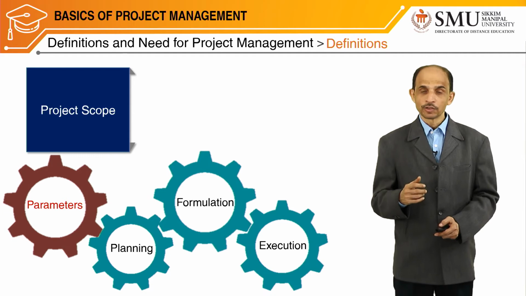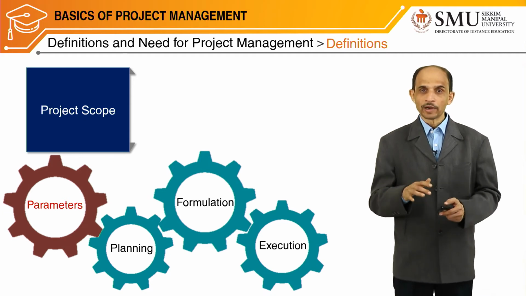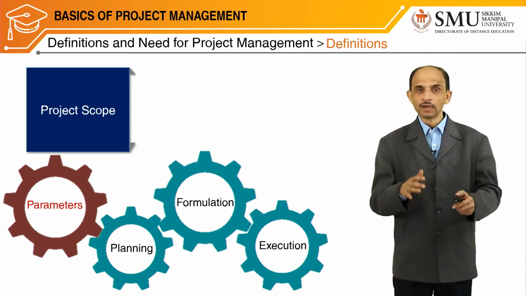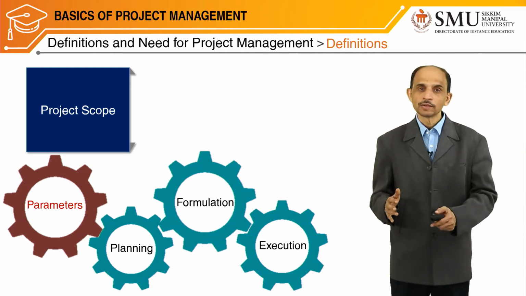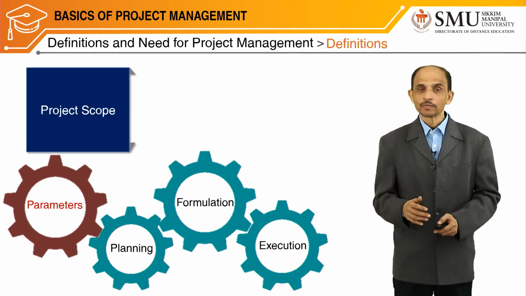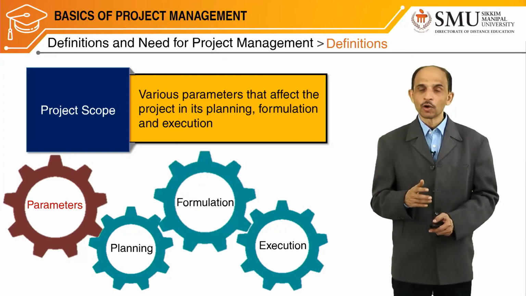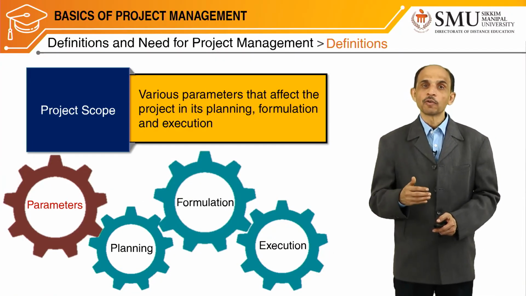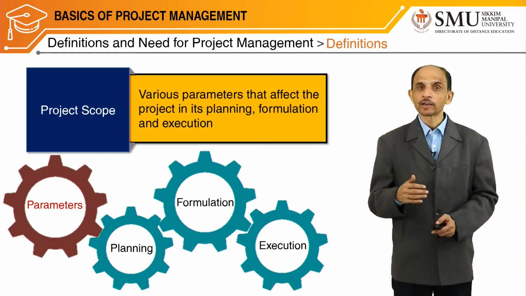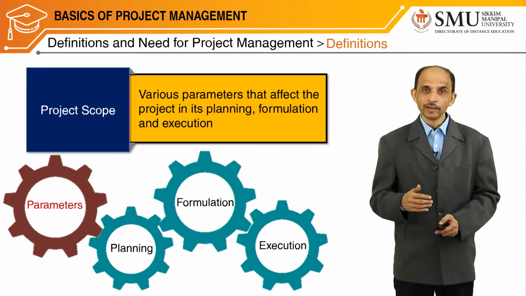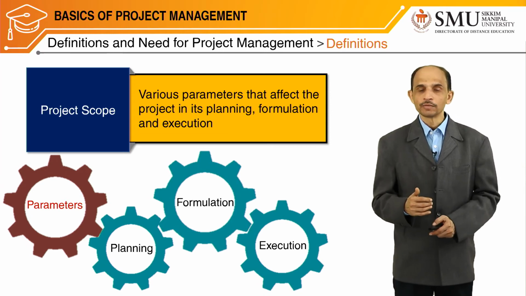And finally, what is project scope? Project scope is an umbrella term which takes care of all the deliverables, all the activities that are done in the project. So project scope is parameters, planning, formulation, execution, all of it together. Formally, it is defined as the various parameters that affect the project in its planning, formulation, and execution.